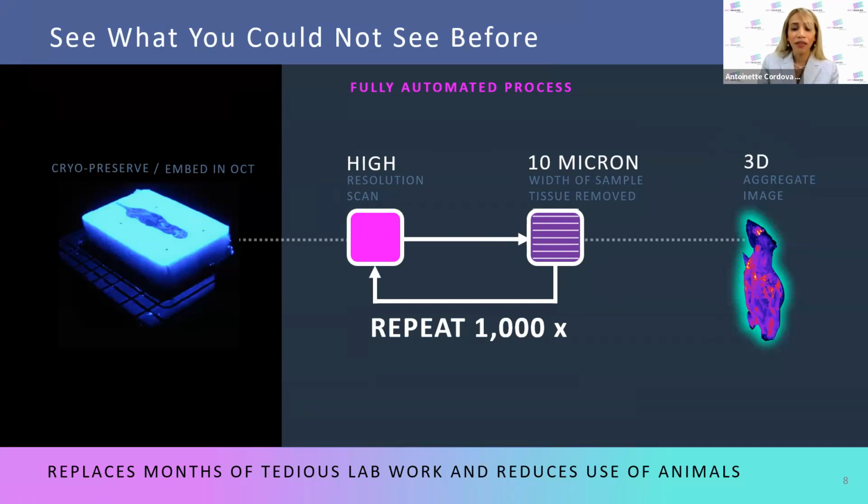So Xerra and CFT technology will help you replace months of tedious lab work, and it will also reduce the use of animals because you will be able to get one additional data point and additional data you didn't traditionally get in your animal studies.